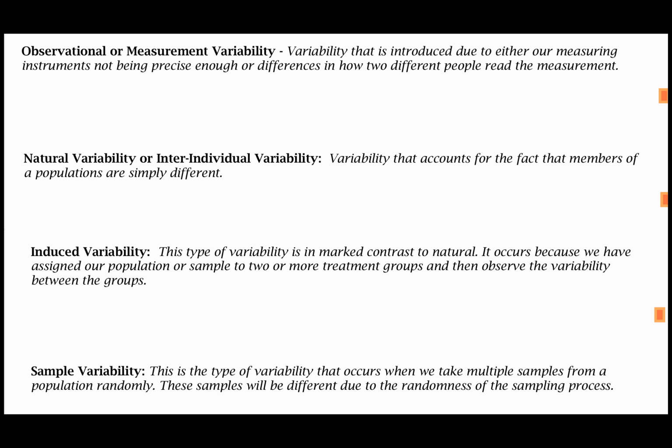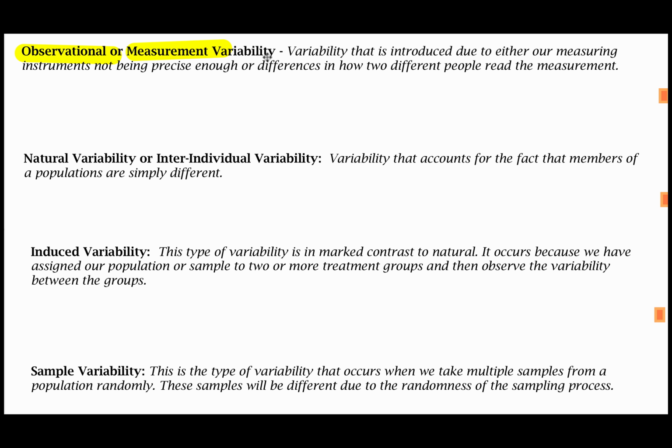Okay, let's talk about how our data can vary. So for instance, we may collect information by observing it or measuring it. So what happens if we observe or measure something? It's a variability that is introduced due to either our measuring instruments not being precise enough or differences into how 2 people read the measurement. So what does that mean?